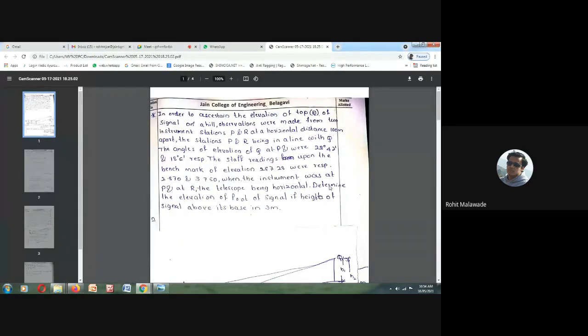From P, right? From P and R, there is a mistake over here. There is a mistake on "from here." It should be P and R.